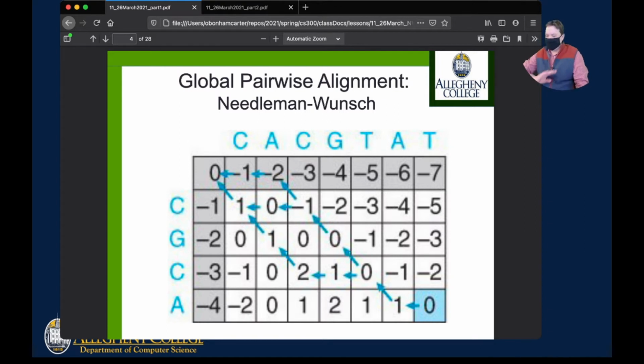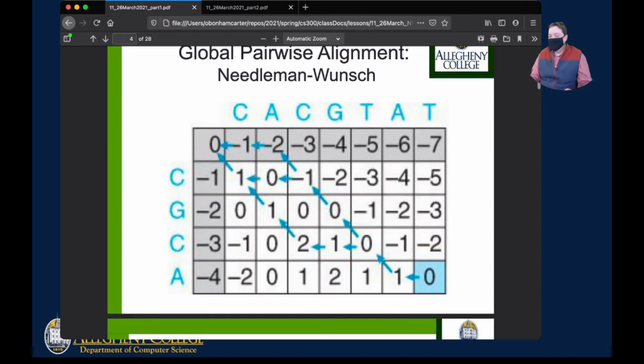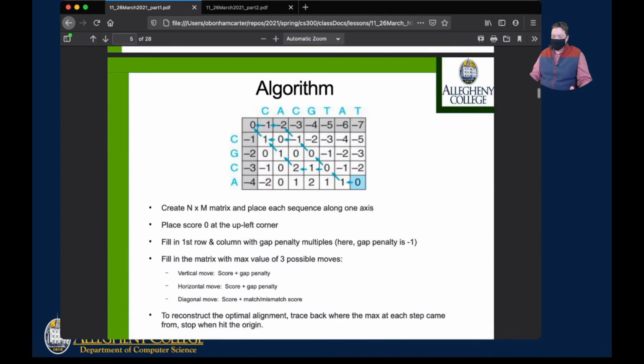So I know that just sounds like a bunch of gibberish, like what is he talking about? Well, what this means is you're creating kind of a breadcrumb trail, if you will, throughout this Latin square, and you can follow these arrows from where you end back to where you begin, and that will tell you what the alignment looks like. So let's go ahead and see an example here.